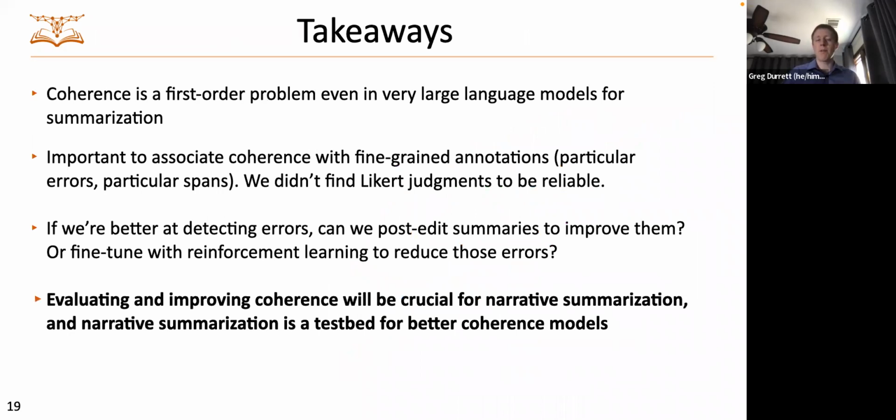Okay, so I'm going to wrap up this part and then shift to factuality. But what we see here is that coherence is a first-order problem, even in these summaries output by large language models. And doing this coherence annotation at a fine-grained level, at the span level with these particular categories, was really important. You can look at the paper for more details, but we didn't find overall Likert judgments to be reliable. And this is going to open the door for things like post-editing summaries, or tuning more with reinforcement learning to reduce these kinds of errors.